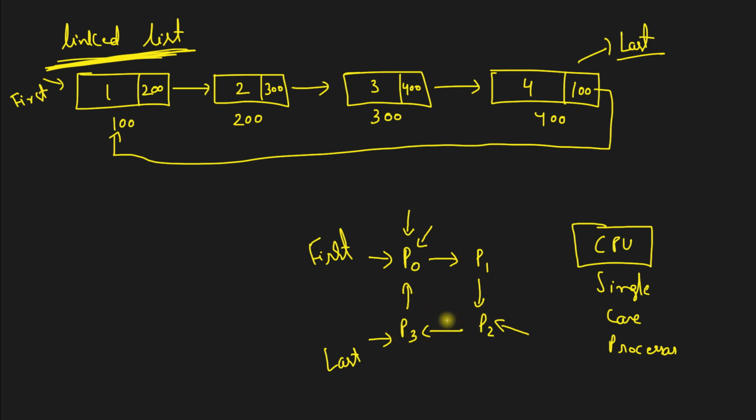I mean, why are you breaking it? Let it run continuously, because your applications run continuously, right? So implementing a circular linked list is the best data structure for this kind of job.